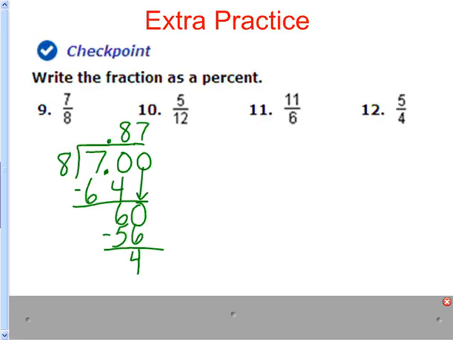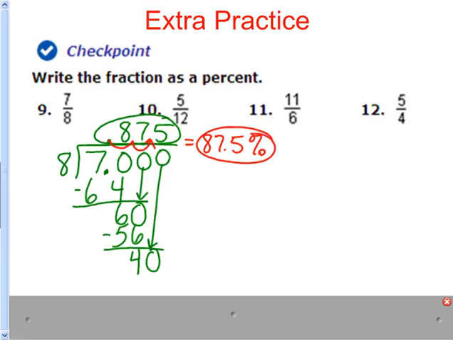60 minus 56. I'm going to keep going. I'm going to add another 0, bring it down. Well, I know 8 times 5 is 40, so I'm finished with my division. So the decimal form of 7/8 is 875 thousandths. Changing that into its percent form, I'm getting 87.5%.